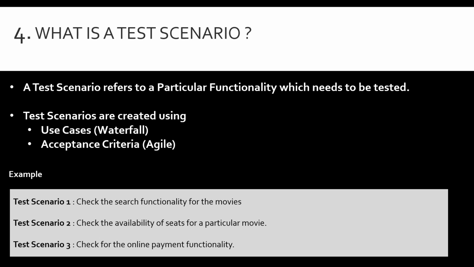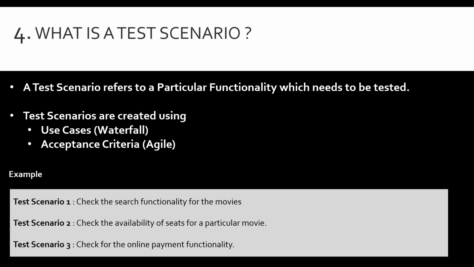So this is where the customer logs in, selects the movie, the timings, and then goes to a screen where it shows which seats are available or which seats are not for selection. So the seats which are available may be in white, and the seats which are not available can be grayed out. Test scenario number 3, check for the online payment functionality.